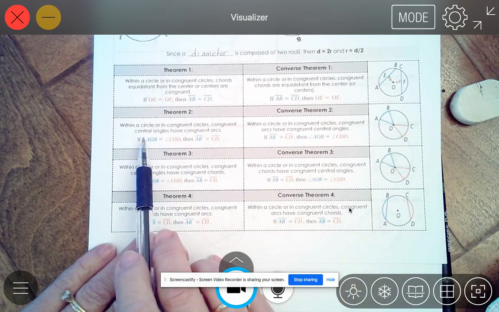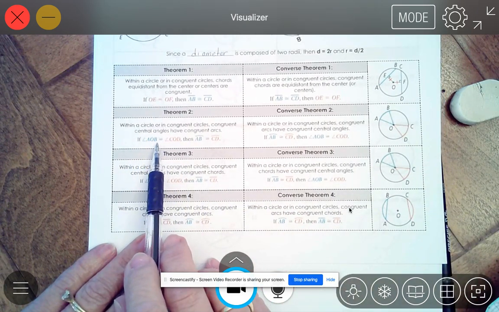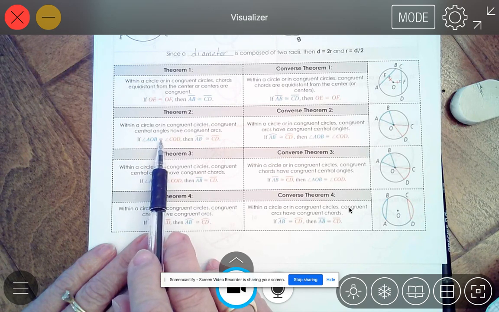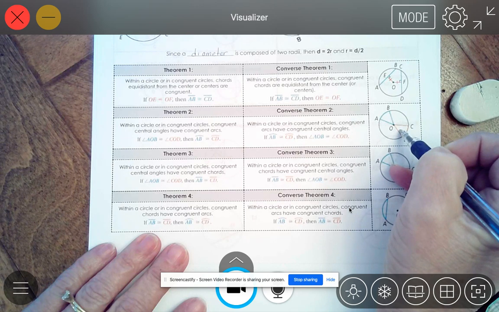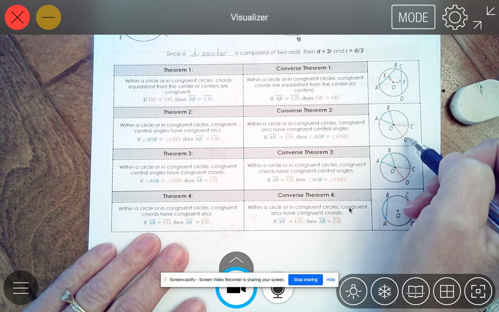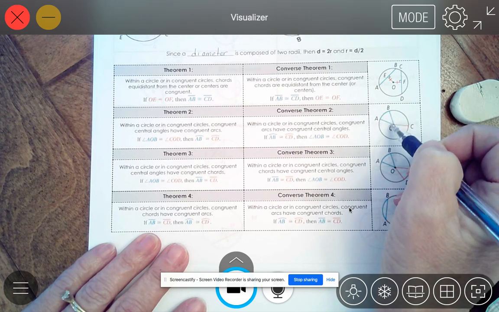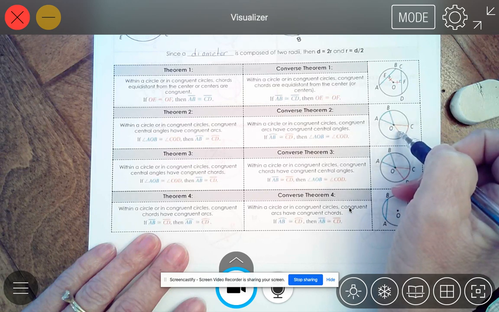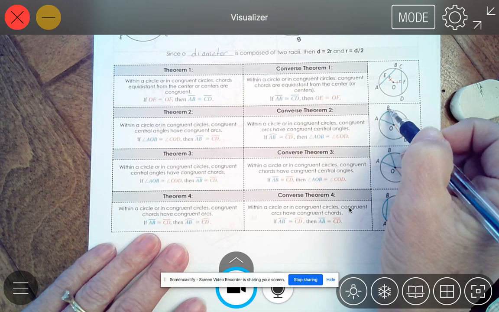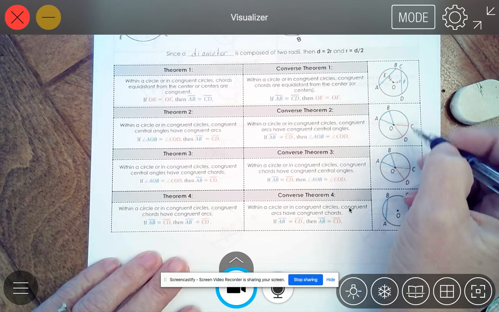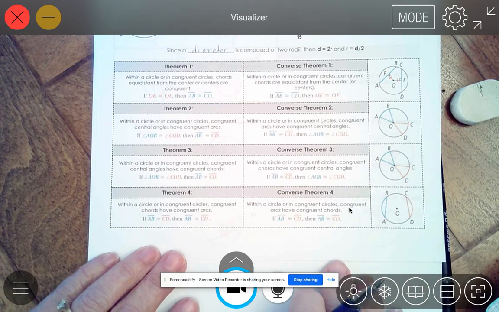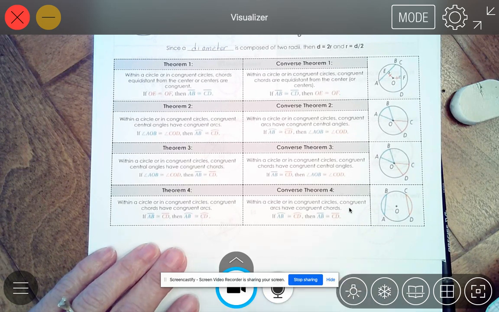Theorem 2, within a circle or congruent circles, the congruent central angles have congruent arcs. So if these angles are the same, then these arcs are the same. If this angle right here and this angle is the exact same, then arc AB is the same as arc CD. And the converse is the opposite. If the arcs are the same, then the angles are the same.